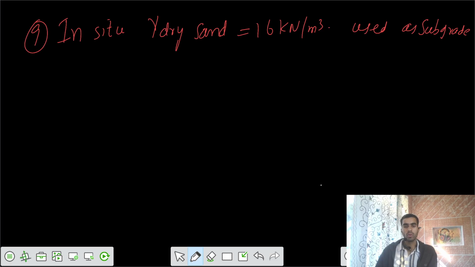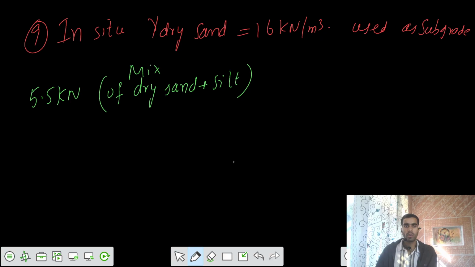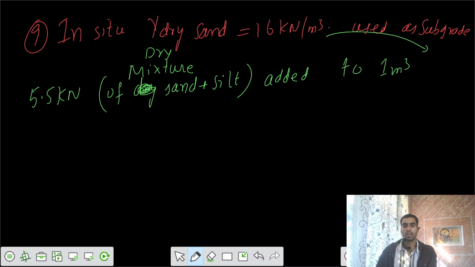Now we are going to do one thing here. We are adding 5.5 kilonewton of dry sand plus silt, a mixture of these two. Both are dry. I can write that a dry mixture of the sand and silt is added to 1 meter cube of subgrade, to 1 meter cube of the initial dry sand.